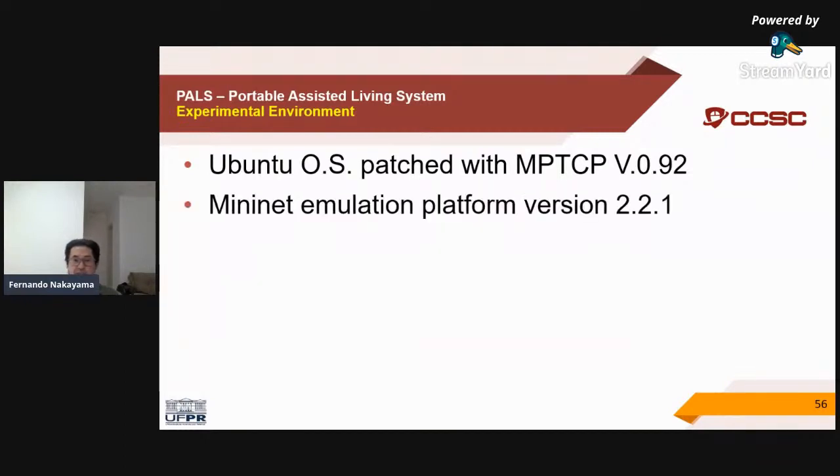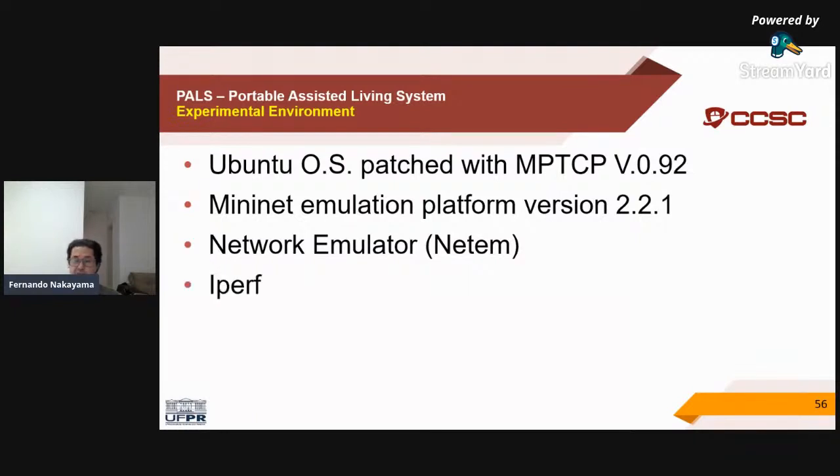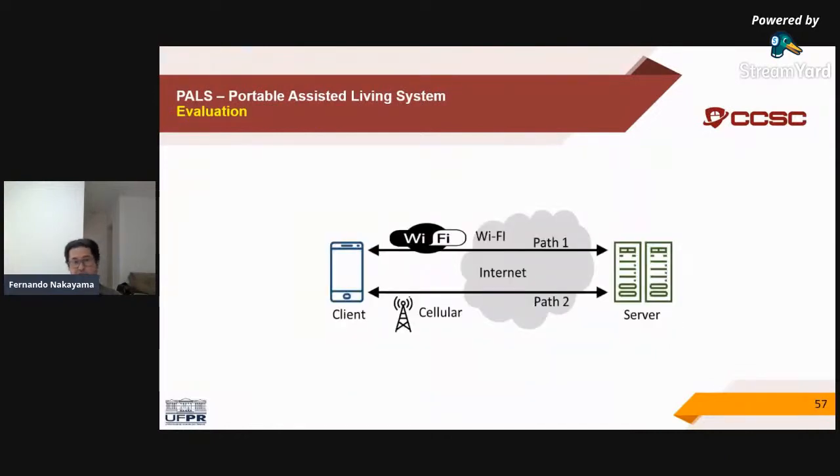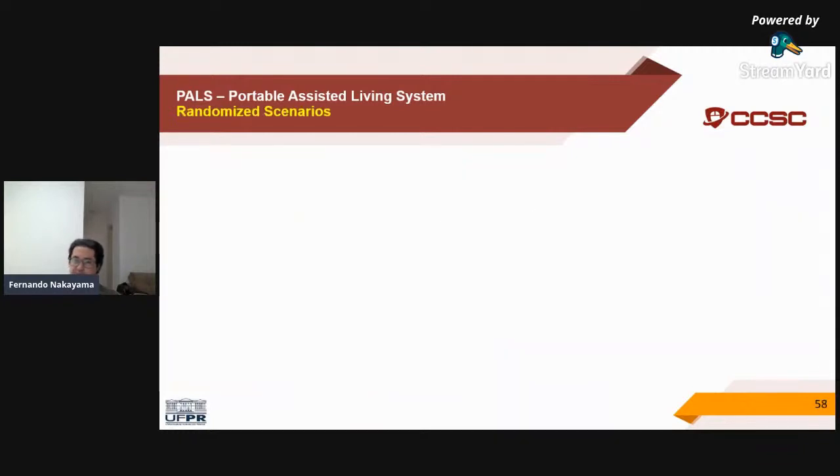We used the Mininet emulation platform, the network emulator NetEm, and iPerf2 to generate additional traffic and simulate path competition, and we used the multipath QUIC project implementation that relies on the Go open source programming language. The evaluation scenario consists of two multi-homed devices communicating using disjoint paths. This represents the client-server connection from a smartphone to a remote server using different communication technologies.